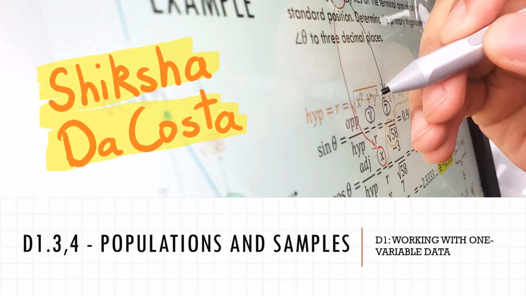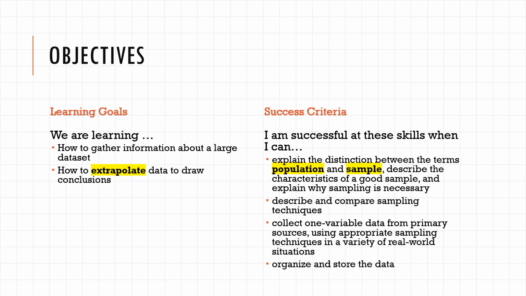Today we're going to be learning about populations and samples as part of our unit on working with one variable data. So today we're learning how to gather information about a large data set. We're also learning how to do something called extrapolate data to draw a conclusion. To extrapolate means to take the data that you have and learn something from it so that you can make predictions about something in the future.